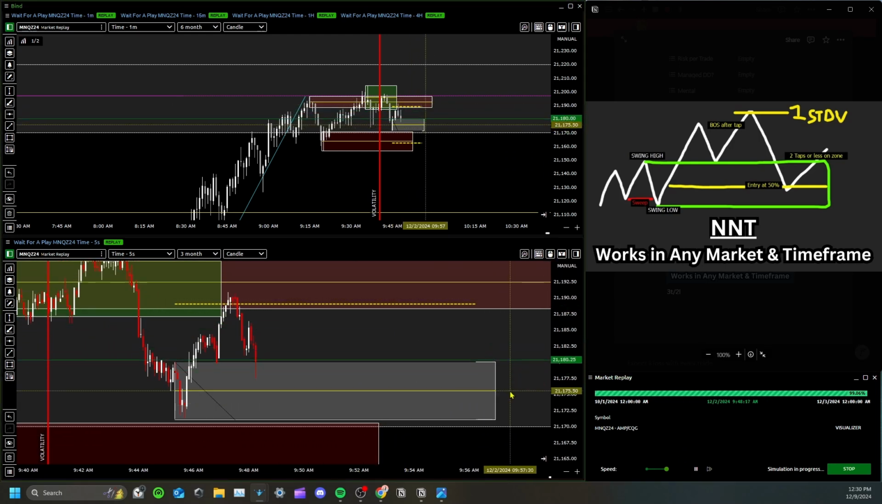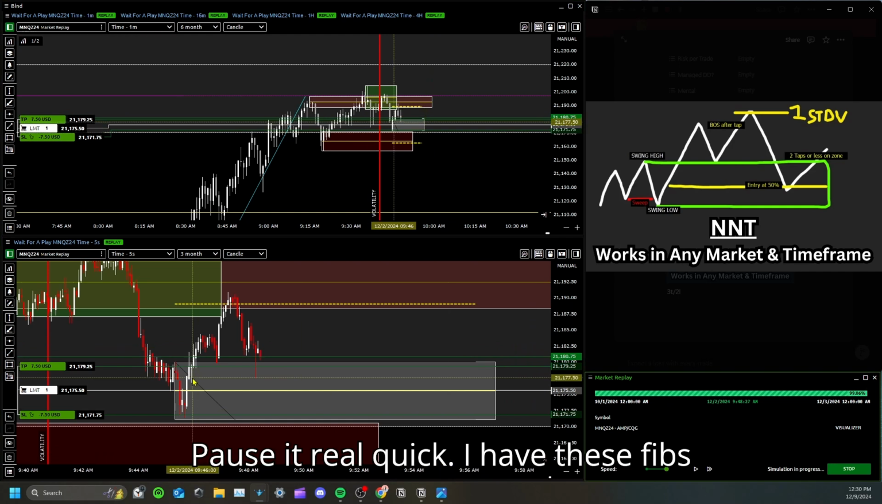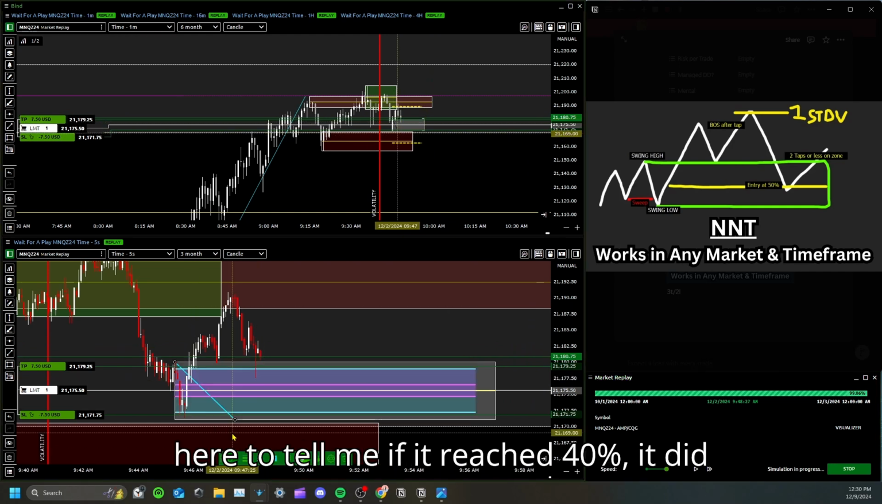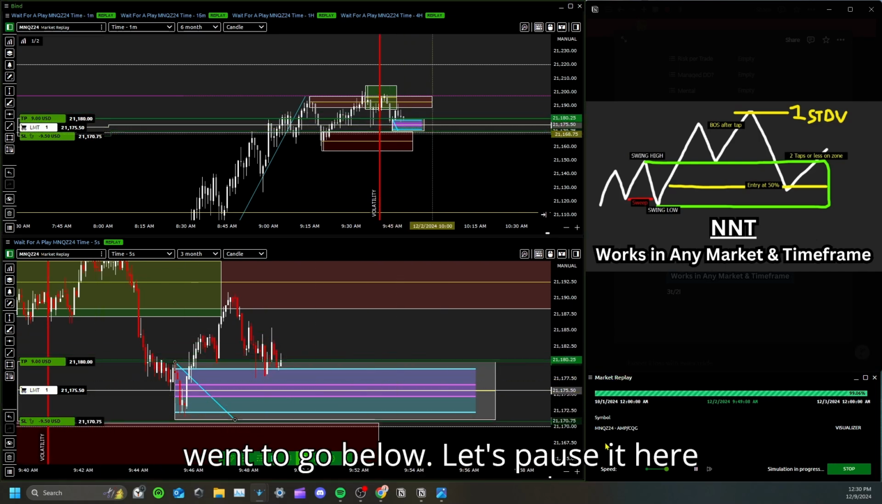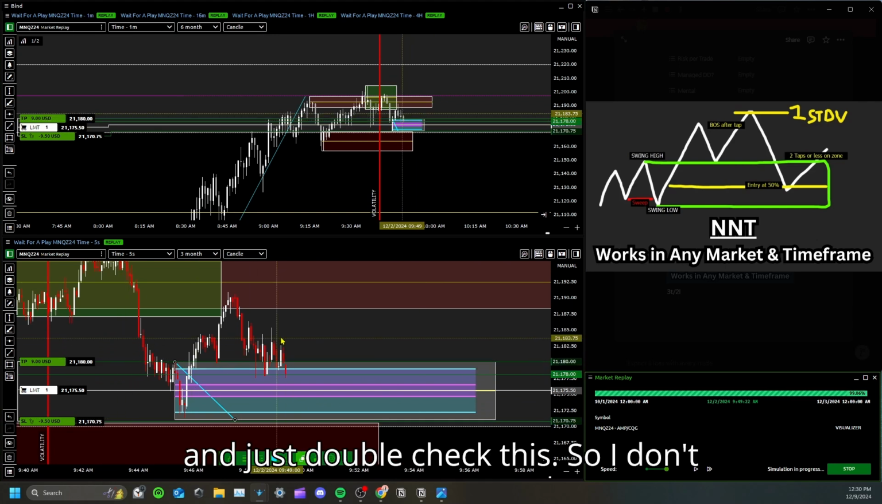Pause it real quick. I have these fibs here to tell me if it reached 40%. It did not. Put it one tick below. Let's pause it here. Just double check this.